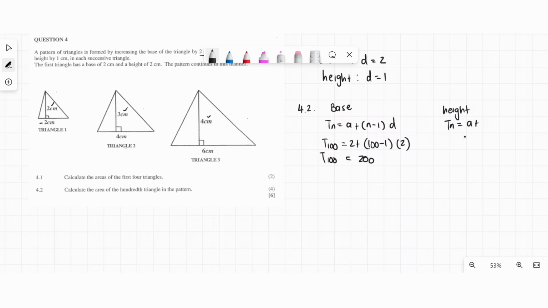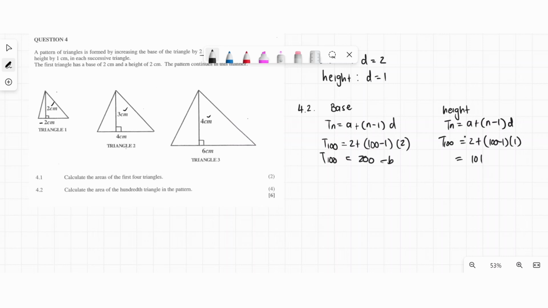So it's going to be A plus n minus 1, then d. D here is going to be 1 because the difference in height is 1. So T100 is equal to what? To A, which is 2, because it's the first triangle, plus 100 minus 1, then our D here is 1, which is going to make it 101.